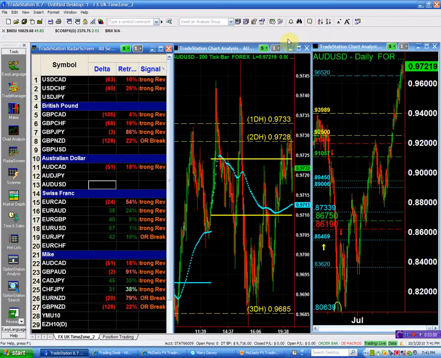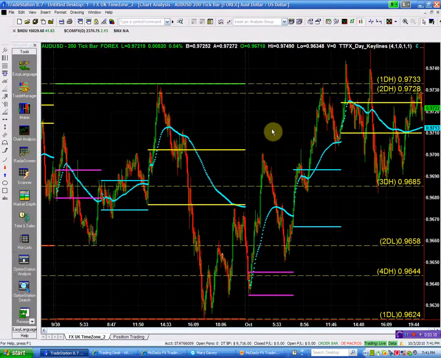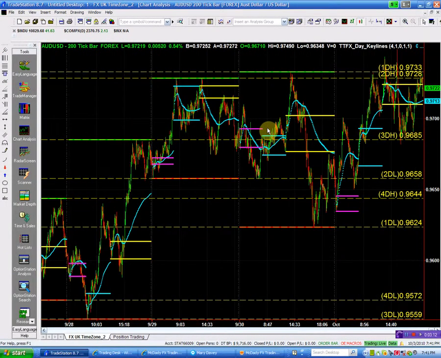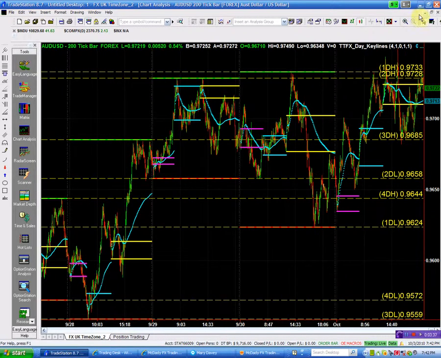Okay, now where will I buy the Aussie dollar? This is the intraday chart. Guys, I want to show you something magnificent. Hold on one second. This is something that happens once in a blue moon. Remember the price point.